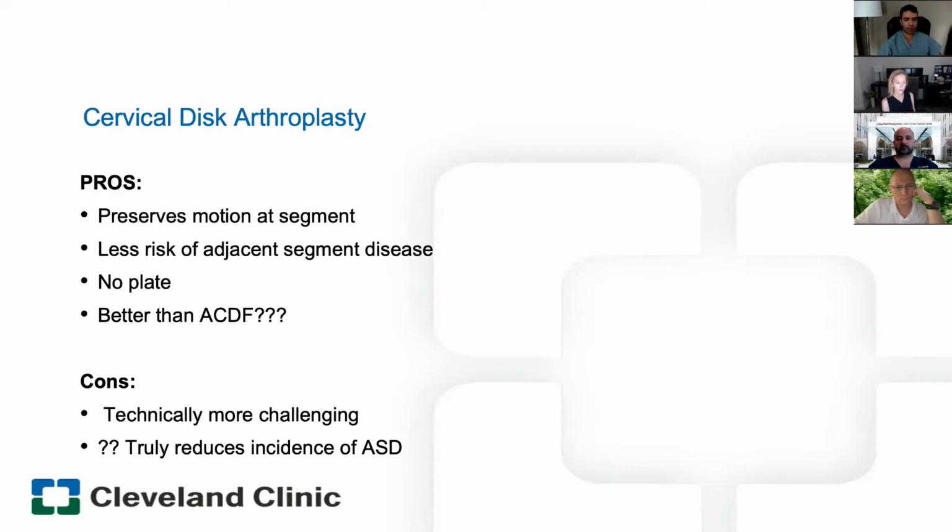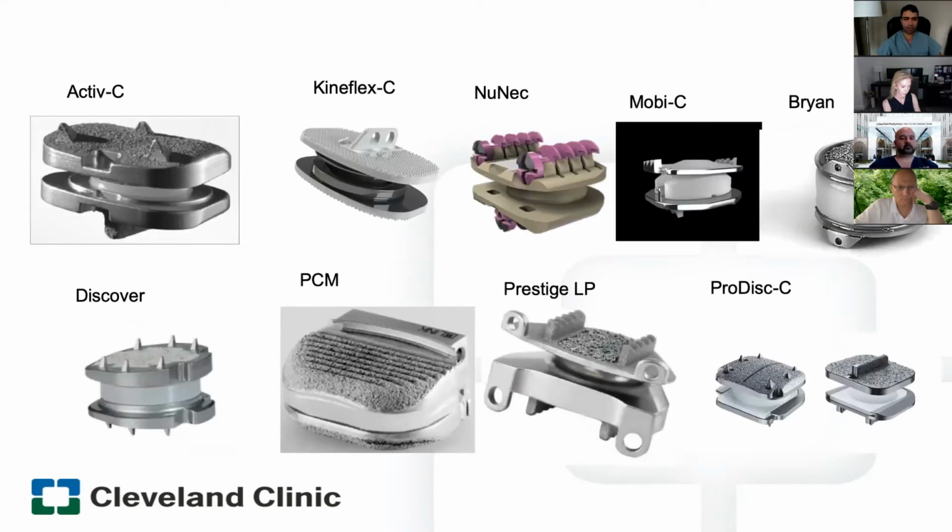But the con of cervical disc arthroplasty is that it's a little bit more challenging. There's more carpentry involved, and there's more at stake, meaning you really only have one shot to make sure everything is perfect for the arthroplasty device to go in. If it's messed up, then you have to revert to a fusion. You're not going to be able to use it. It will almost certainly fail. And there's a lot of controversy regarding the true incidence of adjacent segment disease.